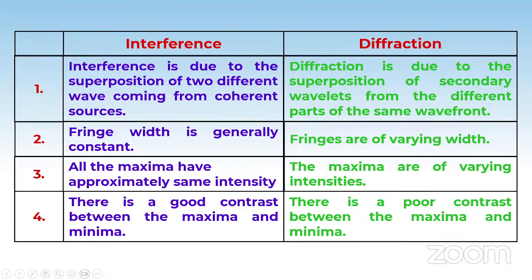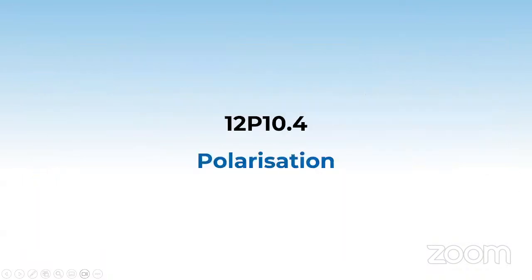Okay. What do you get in interference? There is a good contrast between the maxima and minima, which means you can easily see that here there is a bright spot and here there is a dark spot. But as we have seen, encroachment of light happens in the shadow region also, so here you will get poor contrast between maxima and minima.